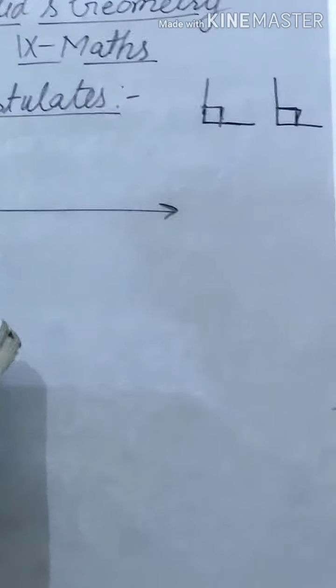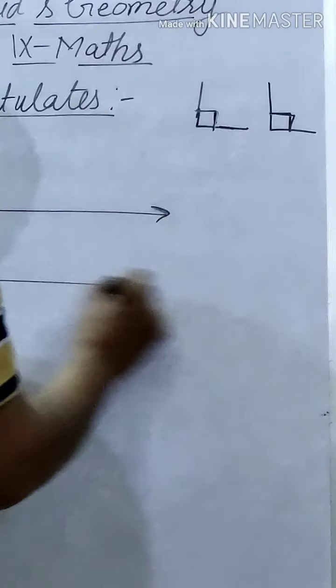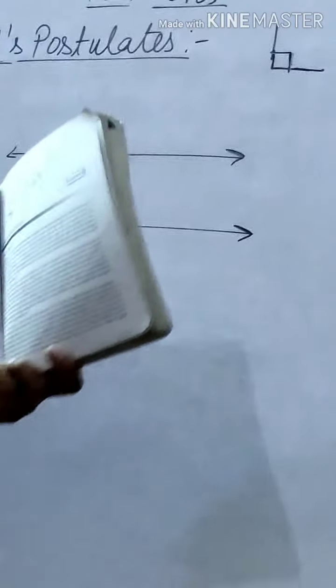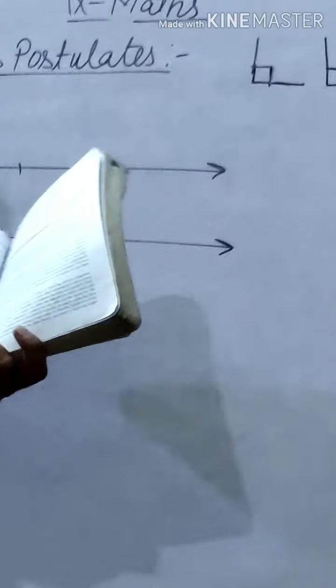Second, a terminated line can be produced indefinitely. As I told already, a terminated line can be extended in both directions indefinitely. You know this very well, but he is saying you can extend it, which means you are assuming.